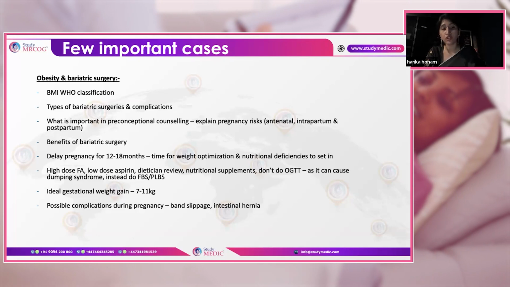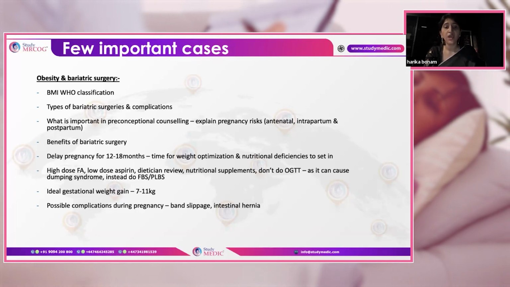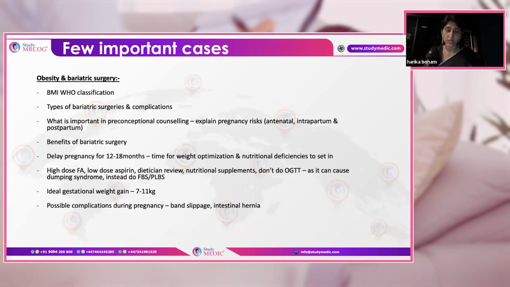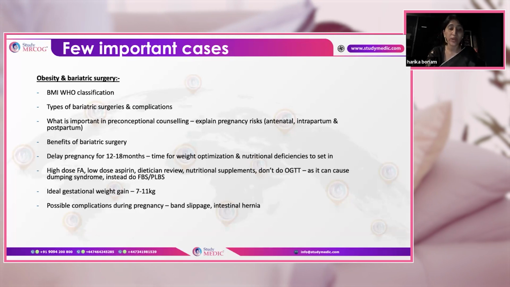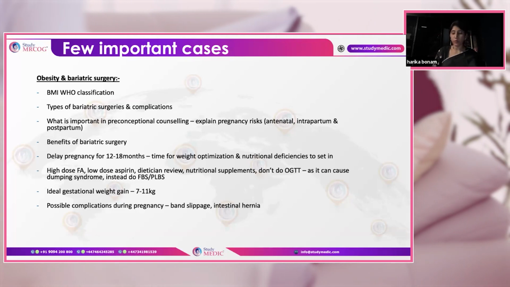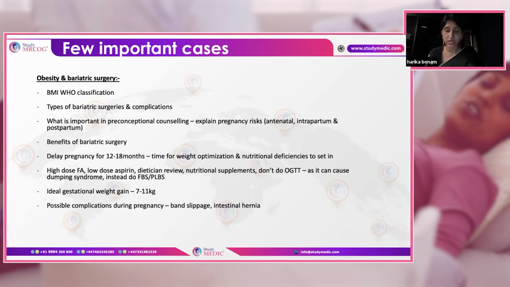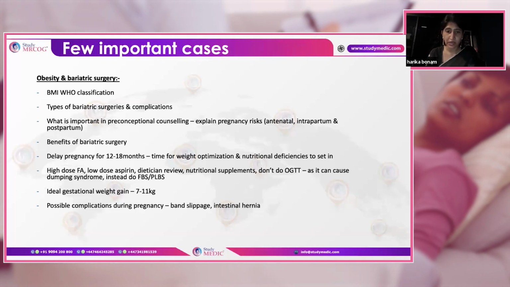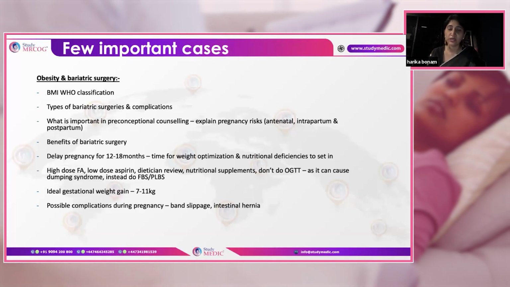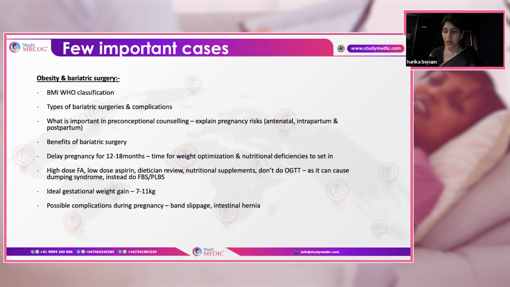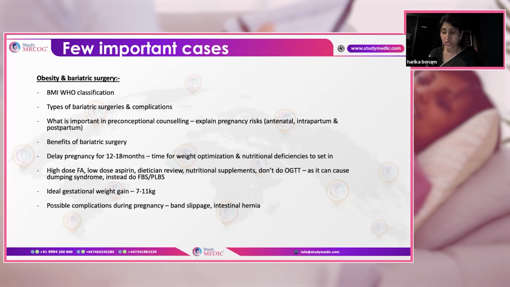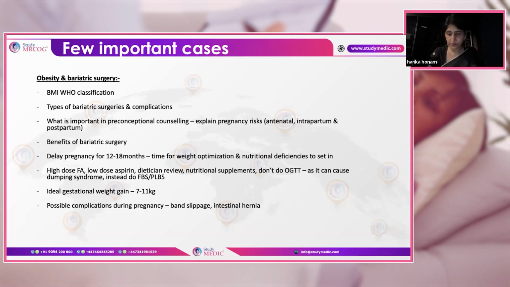OGTT should not be done because of risk of dumping syndrome. Instead, we have to do fasting and postprandial sugars, and ideal gestational weight gain, how much should be there, and what are the possible complications that can happen during the pregnancy, like band slippage, intestinal hernia, erosions, gastritis. So those things you'll have to talk about.